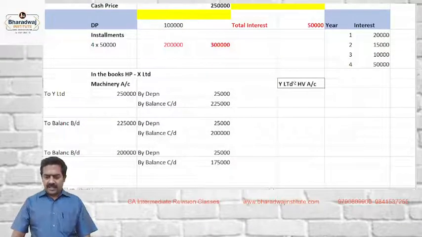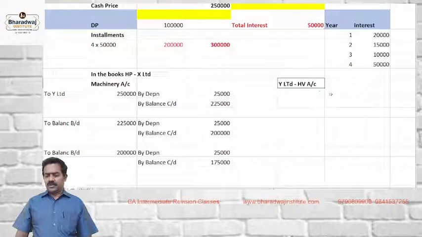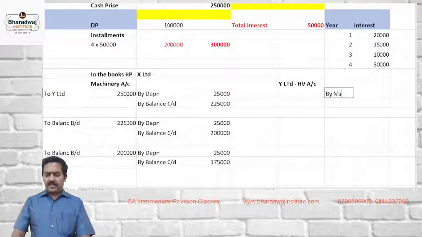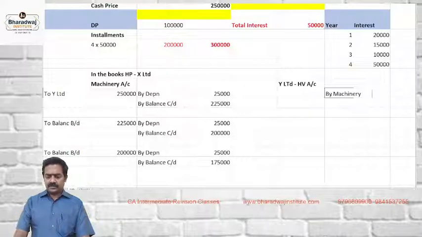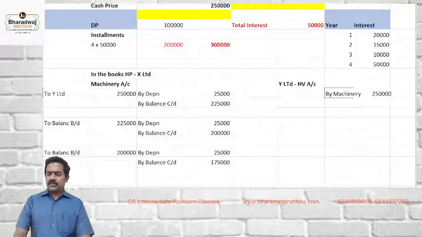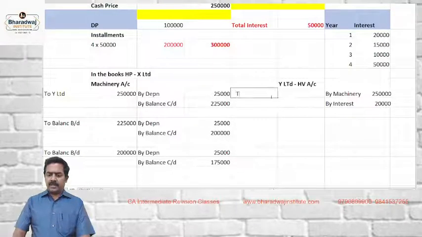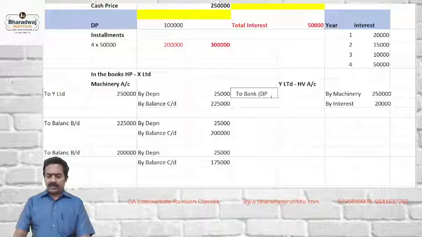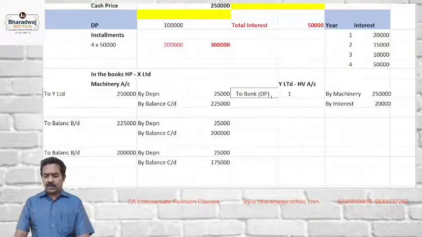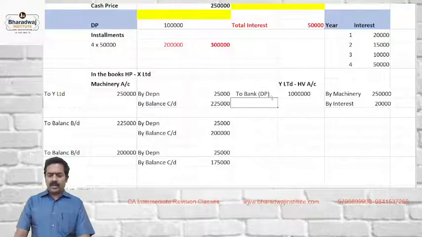No, wait. In the hire vendor account, how to show this? By machinery. By machinery, what is the value? 2,50,000. By interest for the first year. What is interest for the first year? 20,000. Then we are making the payment to cash or bank. To bank, down payment. What is the down payment made? 1 lakh. Down payment is 1 lakh.